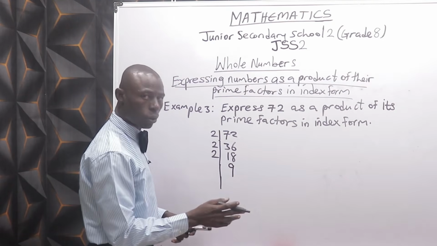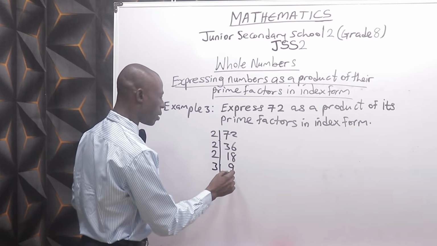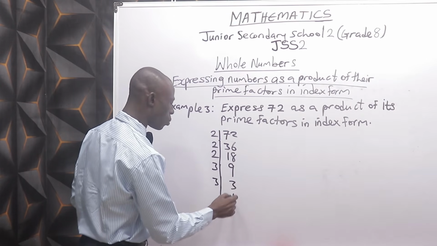So 2 can no longer go. You use the next prime number, which is 3. 3 in 9 is 3. 3 in 3 is 1.